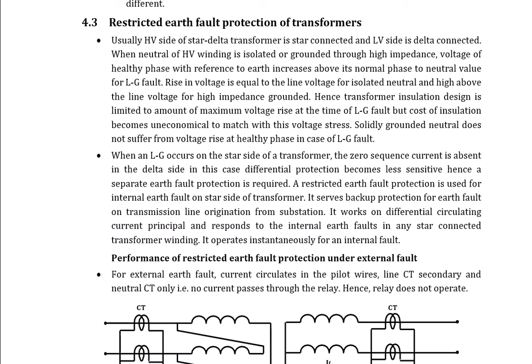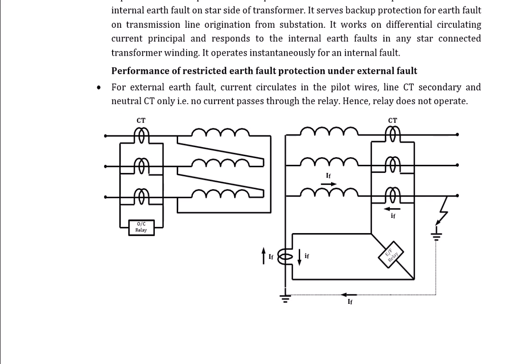It operates as backup protection for an earth fault on a transmission line originating from the substation. It works on the differential circulating current principle and responds to internal faults in any star connected transformer winding. It operates instantaneously for an internal fault. This is how we provide earth fault protection to the transformer. You can also see in the figure, for an external earth fault, current circulates in the pilot wires. Here we have an earth fault relay, and here we have all the CTs, and the star is connected with the ground, and here we put the winding.